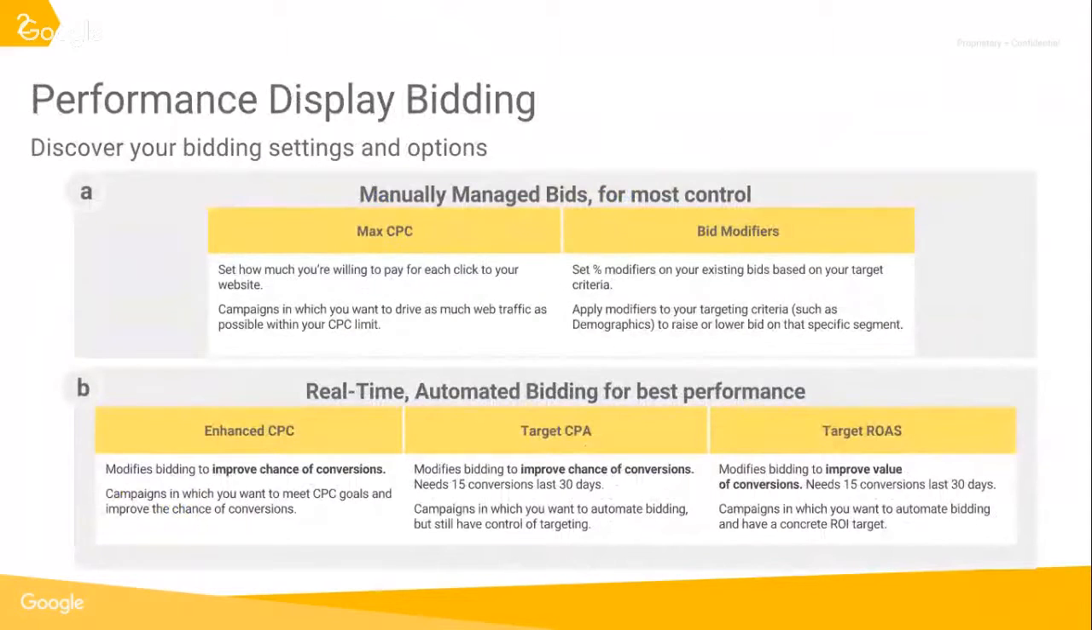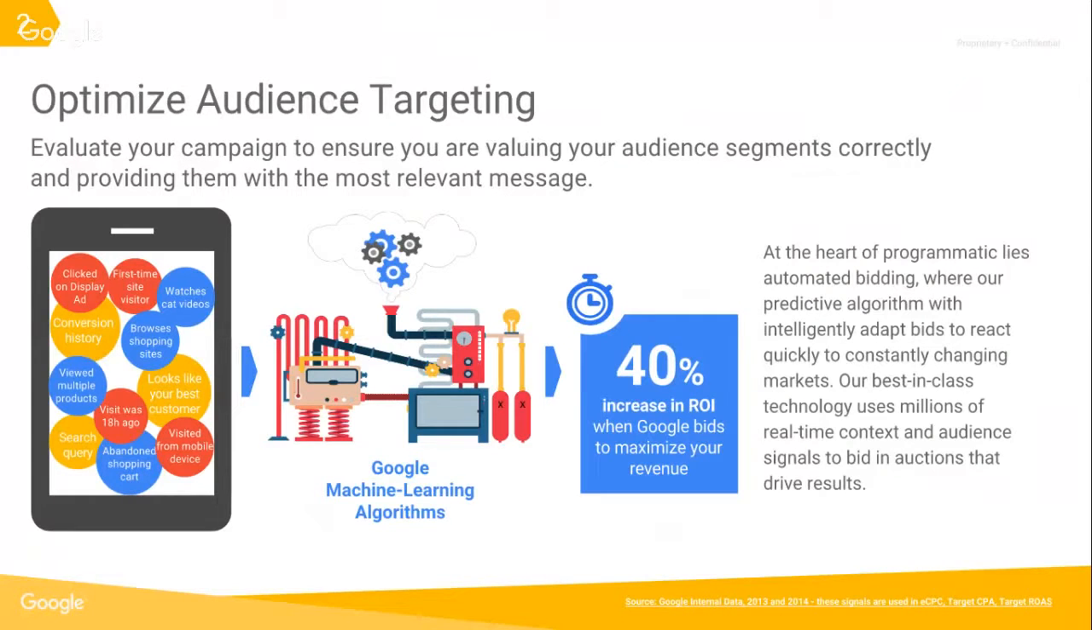And then you can also make use of the flexible automated bid strategies, which is for performance optimization towards conversions specifically. With a considerable number of conversions on your campaign, the algorithm is going to function in a manner that will get you the maximum number of conversions at the least cost per conversion possible. Our programmatic technology that lies at the heart of any Google Display Network campaign uses millions of real-time context and audience signals to bid in auctions that are going to drive results for your clients.